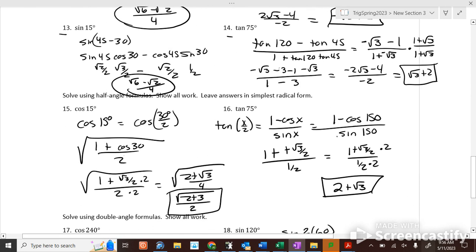Sine of 15 is the sine of 45 minus 30, which is sine of 45, cosine of 30, minus cosine of 45, sine of 30. So square root of 2 over 2, square root of 3 over 2, minus square root of 2 over 2, 1/2. So it's square root of 6 minus square root of 2 all over 4.